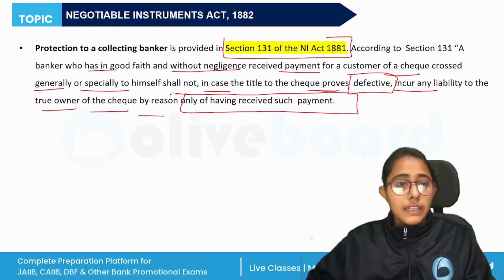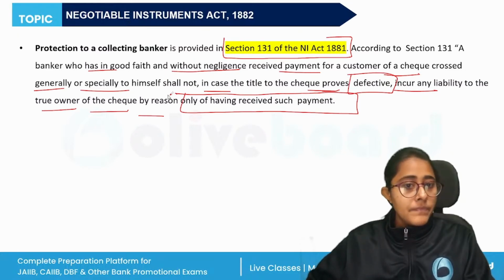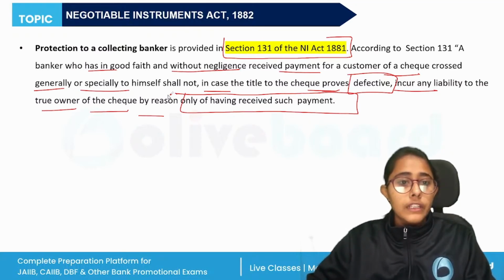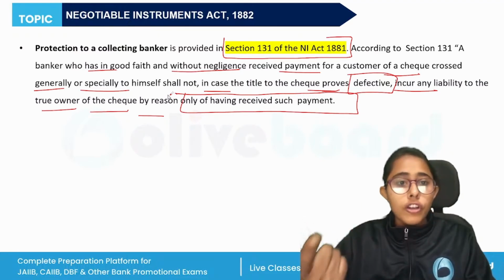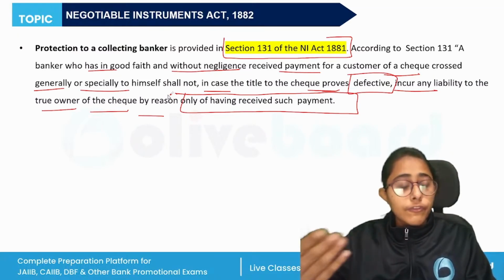So if a banker has made the payment in good faith and without any negligence, then they shall not incur any liability if later on the check is found to be fraudulent, right? If it is later on found to be fraudulent. So this basis of protection is only for the crossed check, and statutory protection is available to the collecting bank only for the crossed check, right? Not where the drawer signatures are forged.